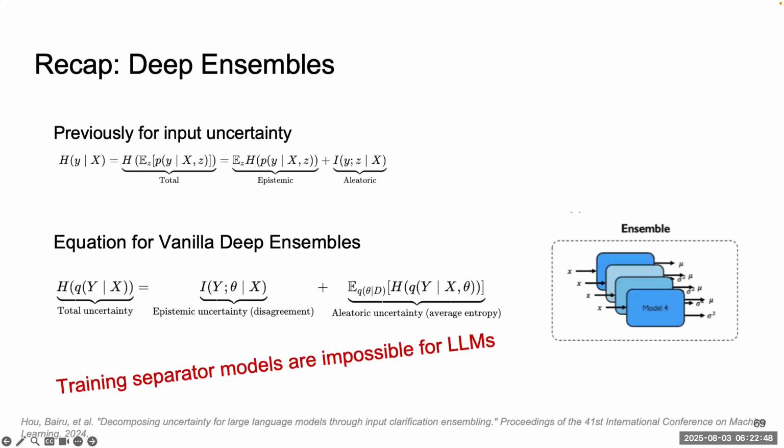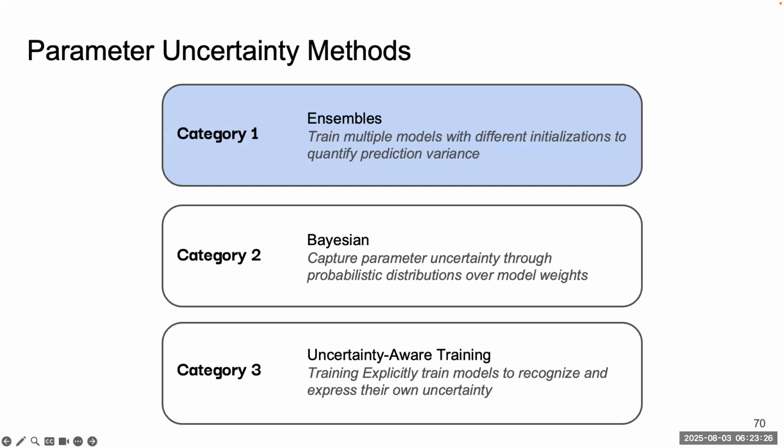Like I said before, in input uncertainty, your formulation is like this: you change the input, the latent input. But for vanilla deep ensembles, the formulation is this way. They do not have any input change; they're conditioning and calculating theta, which is the weights of the model. So parameter uncertainty is a natural way to fit into this deep ensemble formulation.